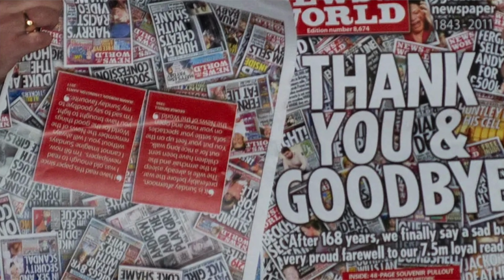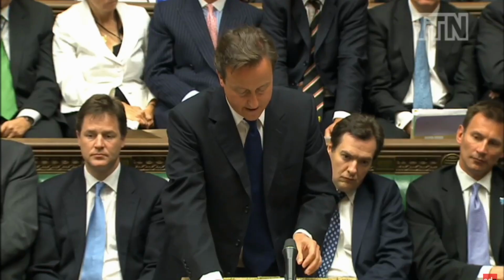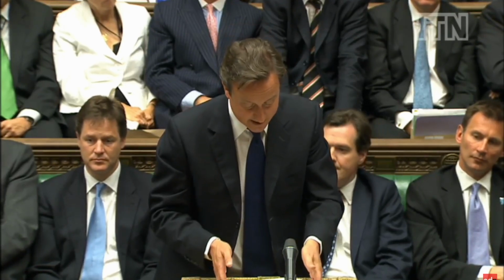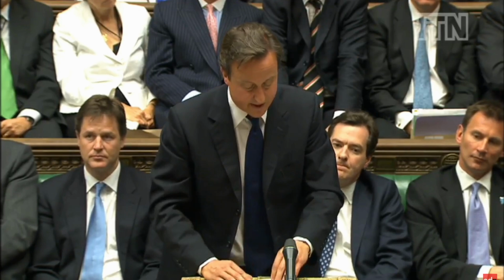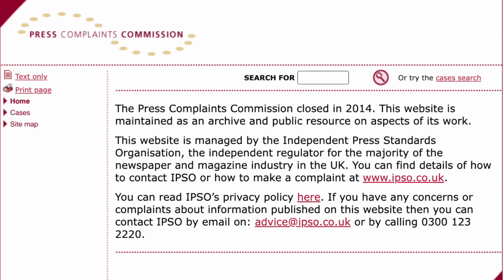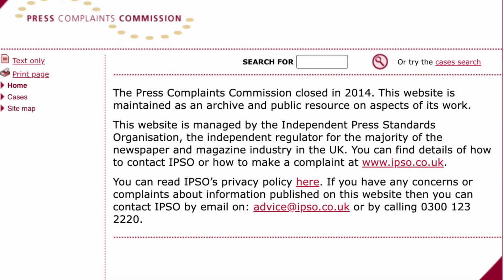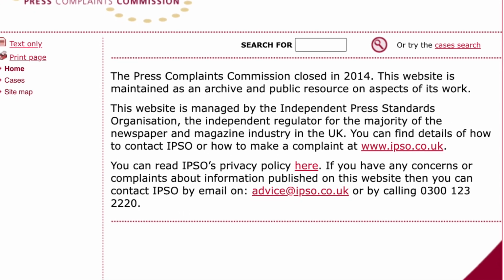after 168 years. Then, on the 6th of July 2011, Prime Minister David Cameron initiated the Leveson Inquiry, which examined the phone hacking, police bribery, and the overall ethics and practices of the British press. He also announced that the Press Complaints Commission, the PCC, would be completely overhauled.